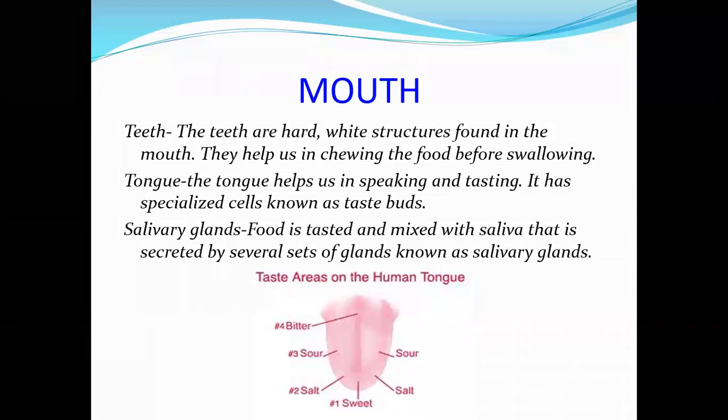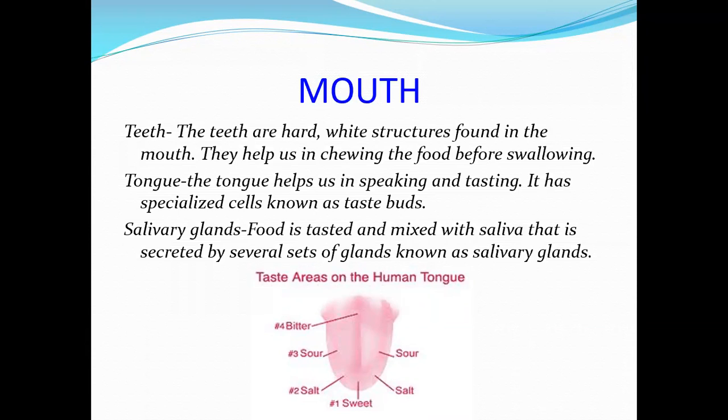Salivary glands. The food is mixed with saliva that is secreted by several sets of glands known as salivary glands. Taste areas on the human tongue. The tongue is used for tasting. There are many regions for sour, salt, sweet, and bitter on the tongue.